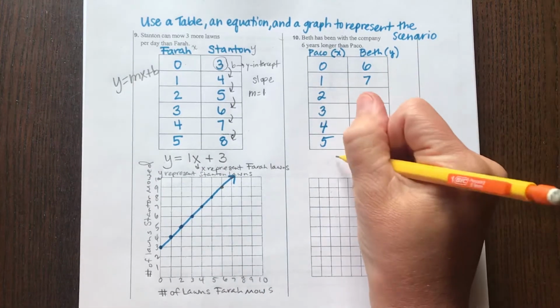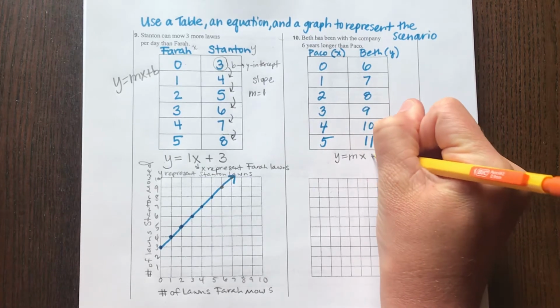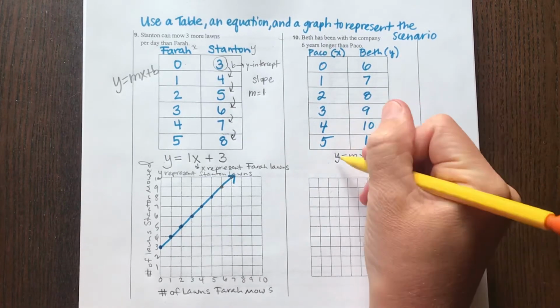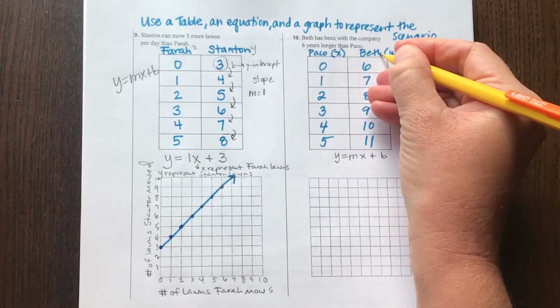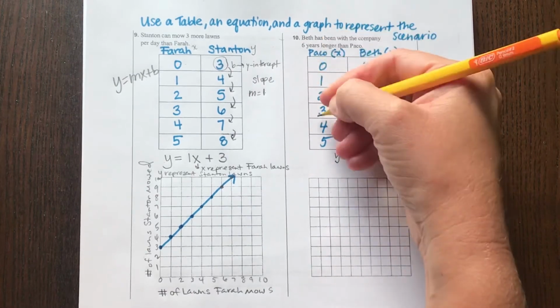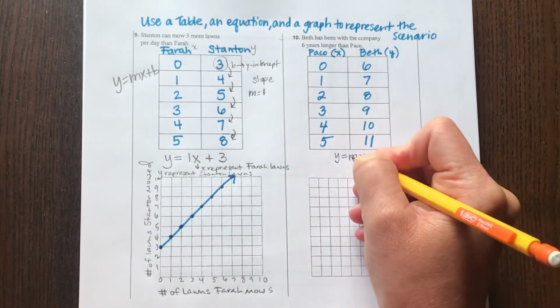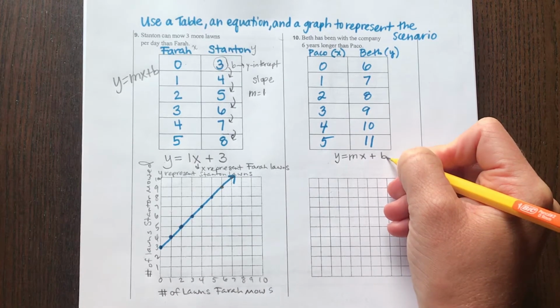Now the equation normally starts like this: y equals mx plus b. Now the y is going to represent my Beth here, how long she's been at the company, and the x is going to represent the Paco table here, his column. The m is the slope of your equation, and b is your starting point, your y-intercept.